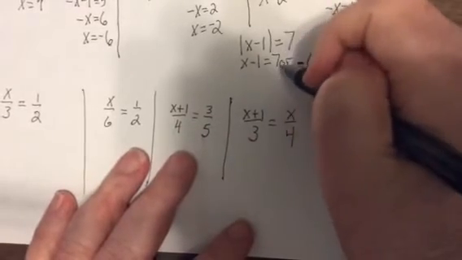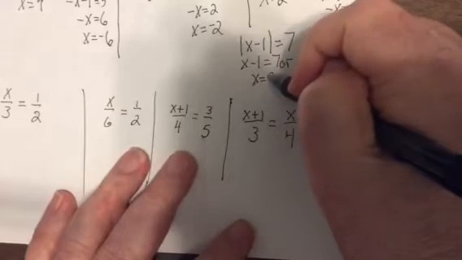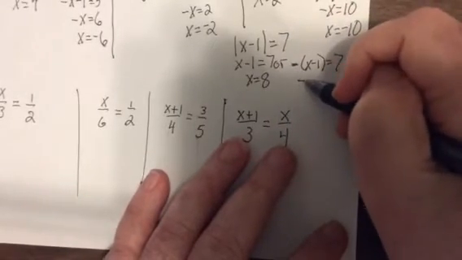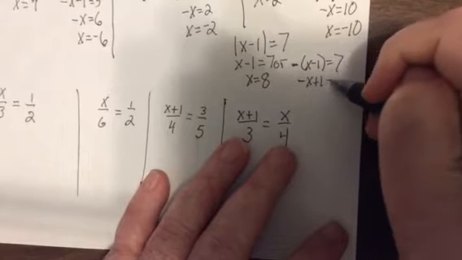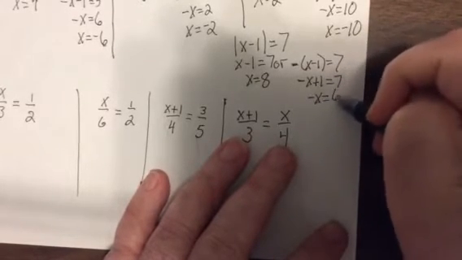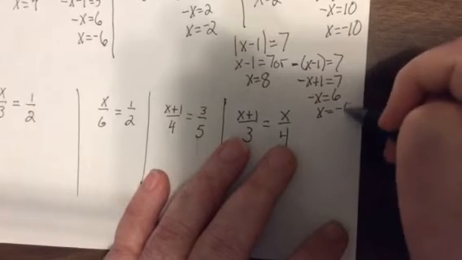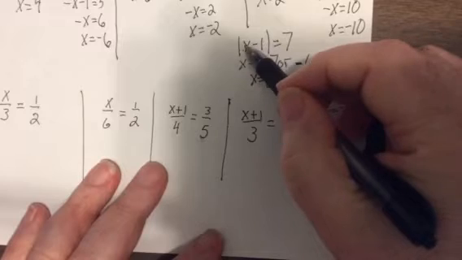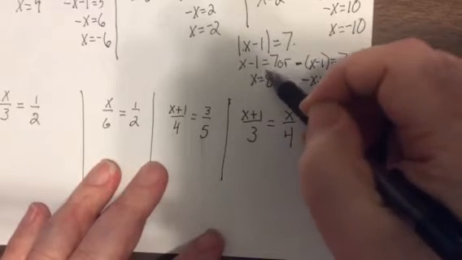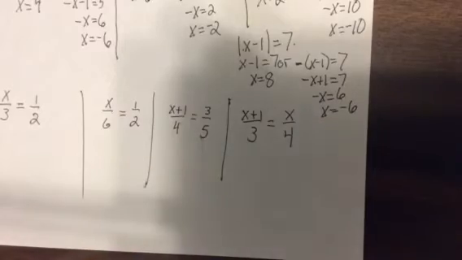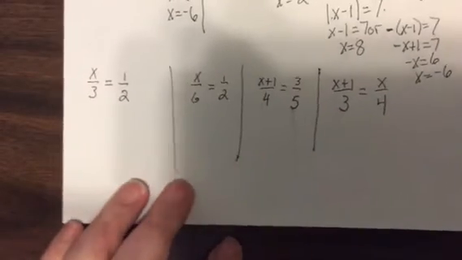So here, add 1 to both sides. x equals 8. And here, distribute the negative: negative x plus 1 is 7. Subtract 1, negative x equals 6. Take the opposite, that's negative 6. So negative 6 minus 1 is negative 7, absolute value 7. 8 minus 1 is 7, absolute value 7. Yay!